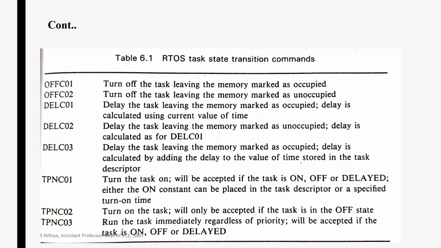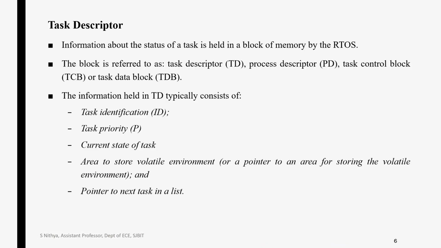Okay, TPNC02 is a turn on the task that will only be accepted if the task is in the off state. And then TPNC03 runs the task immediately regardless of the priority, and will be accepted if the task is on or off or delayed. So these are some of the commands of the real-time operating system.